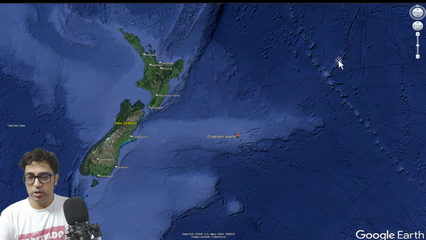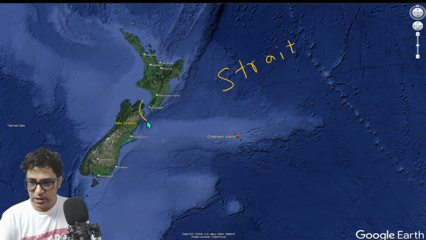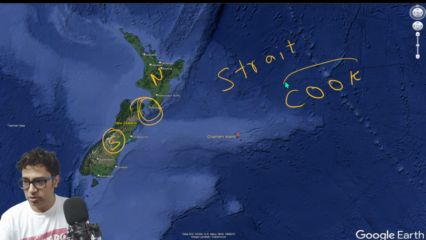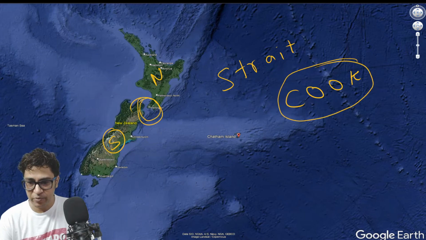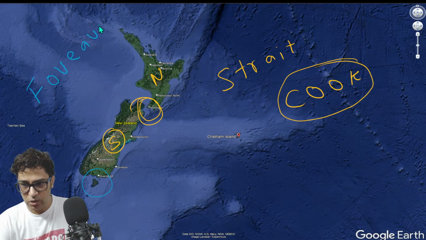Now let us look at some of the straits of New Zealand. This can be a very important question. In between North Island and South Island lies the Cook Strait, C-O-O-K, Cook Strait. This can be a question in the exam. And a very important strait is Foveaux Strait. It is spelled as F-O-V-E-A-U-X, but it is pronounced as Foveaux.